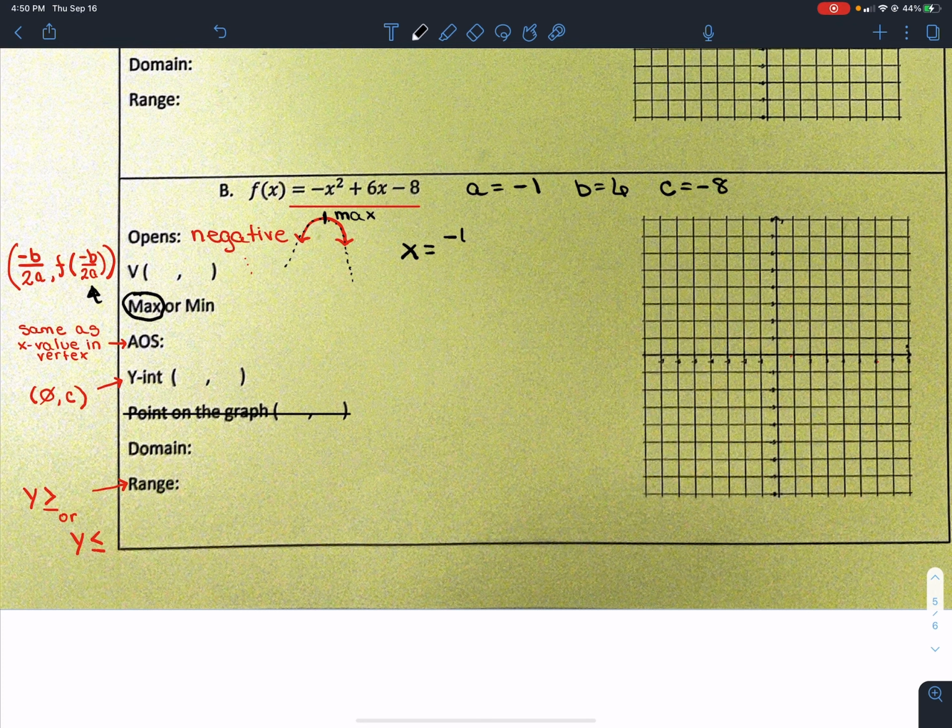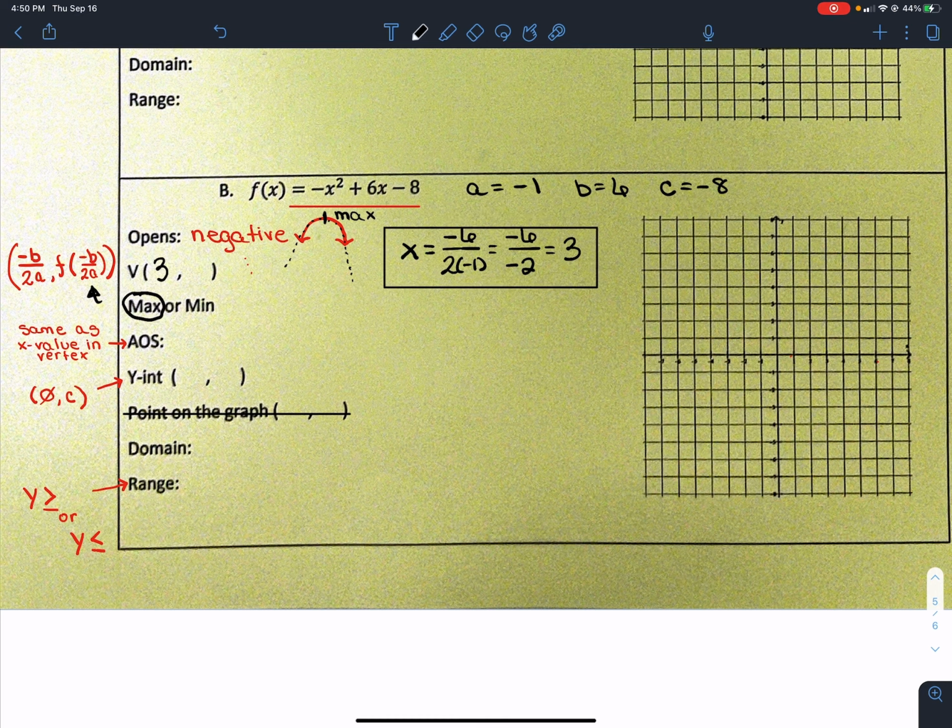Opposite b is negative 6 over 2 times negative 1, which is negative 6 over negative 2, which can be reduced to 3. So the x value of our vertex is 3.